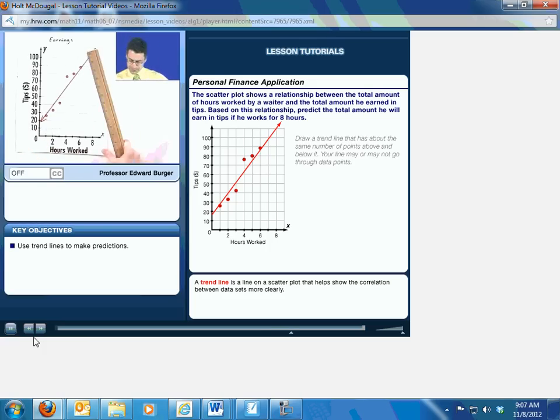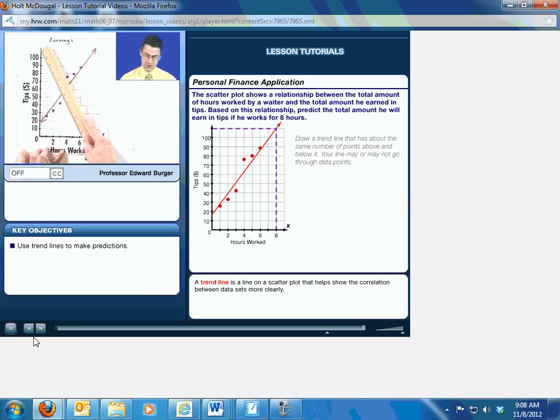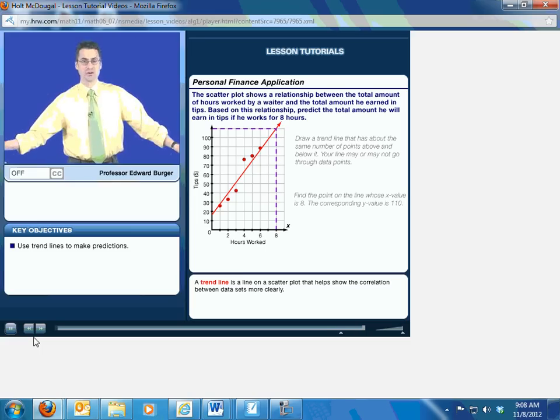If we want to know how much tips you'd expect to get working 8 hours, I would now go to the line. There's no data point there. So I go to the line. Seems to cross right here. And I would see that would be in one of the units here. They're 10 each time, $10. So I would say $110. So my prediction is around $110 worth of tips we would see after working 8 hours.